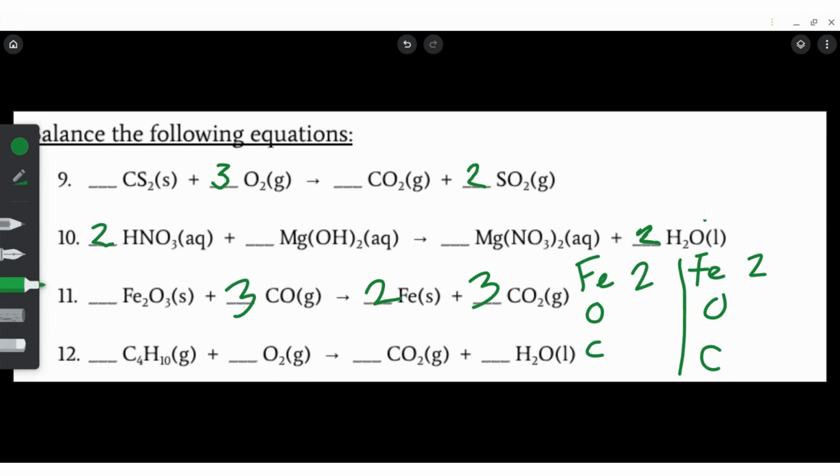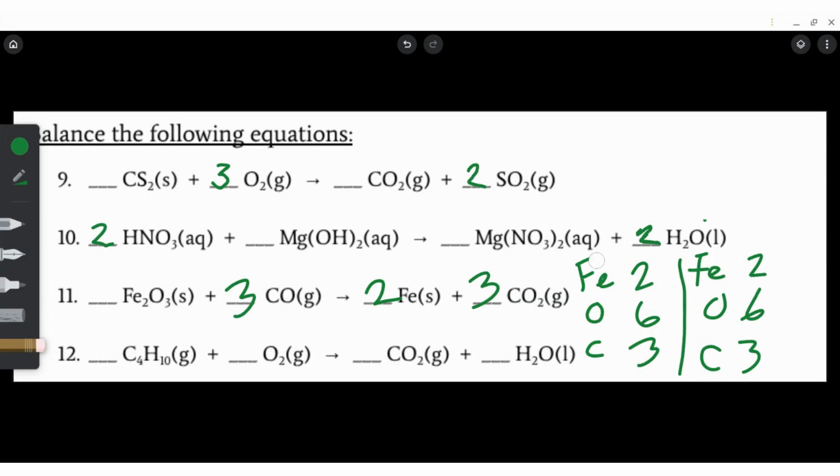And so now on the reactant side, we have 3 carbon, which is looking good. And then we have 3 oxygen in the iron oxide, and then 3 from the carbon monoxide. So that's going to be 6 oxygen. And then on the product side, we have 3 carbon, and then 3 times 2 will be 6 oxygen. Now our equation is balanced.